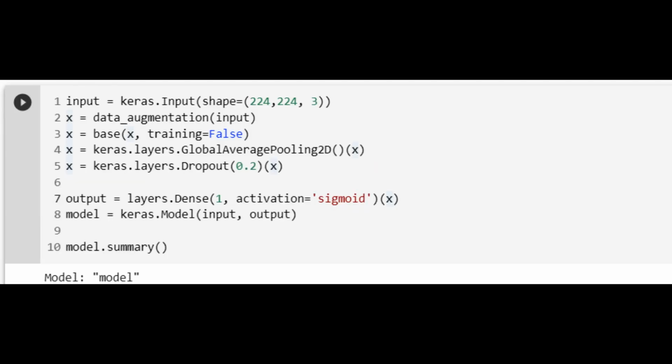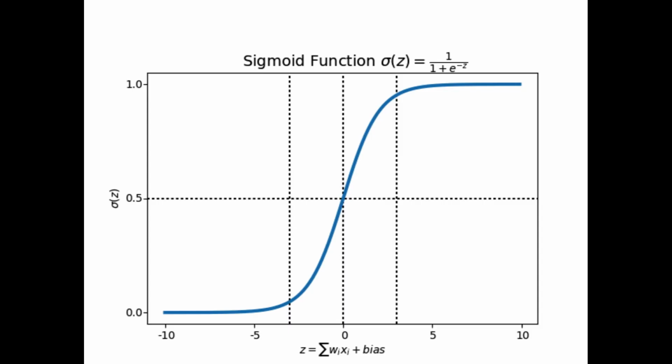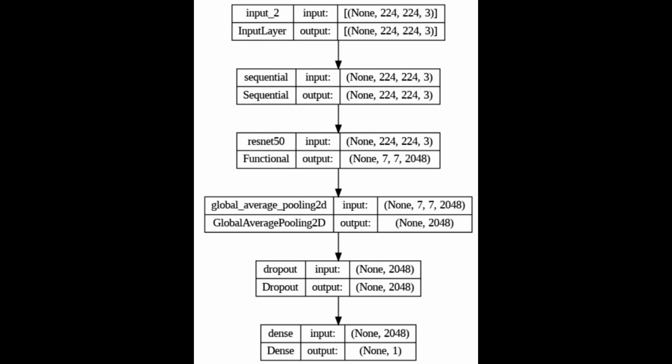This code here sets the layers of the actual model itself. You can see that the activation is set to sigmoid, which looks like this, and this activation is used in binary classification tasks like this one. Here's a diagram of the layers of the model. You can see the input, the sequential, ResNet 50, global pooling, dropout, and dense layers.